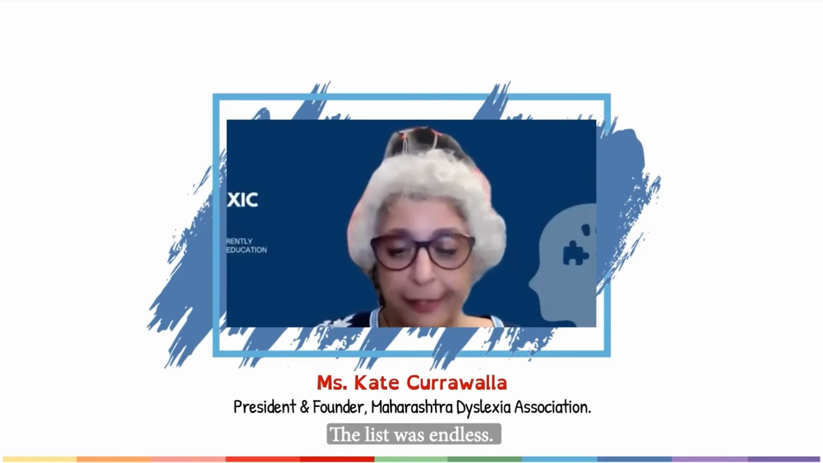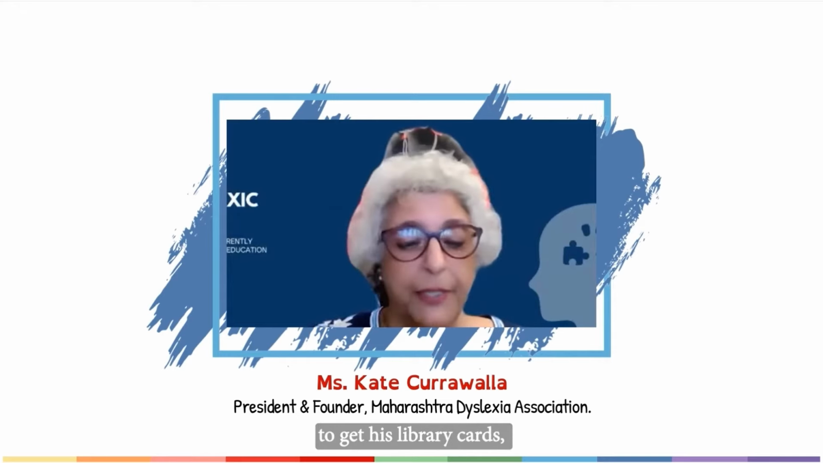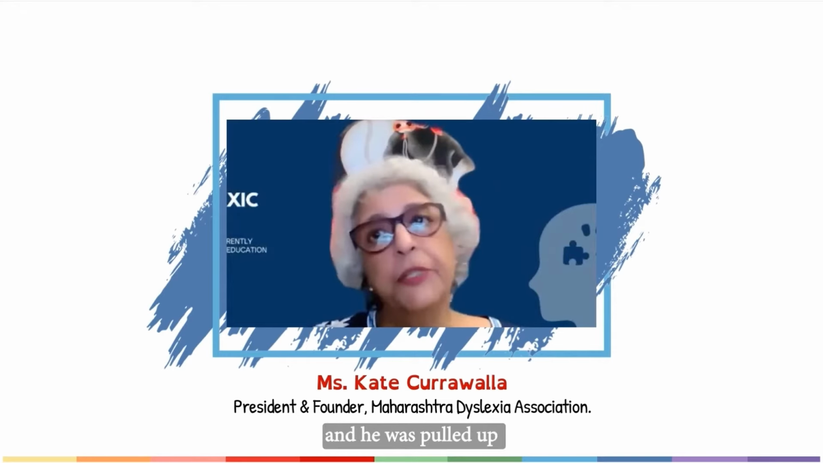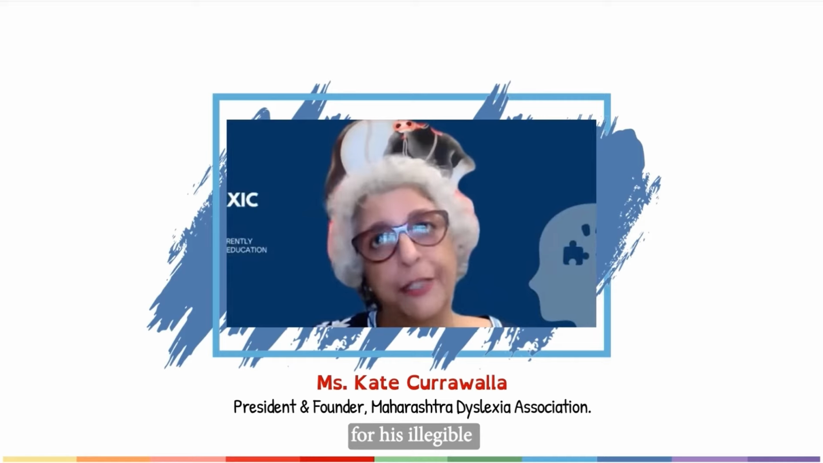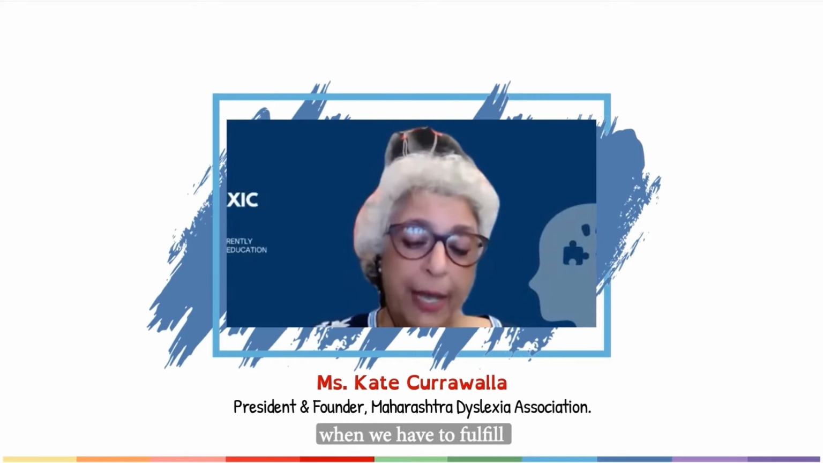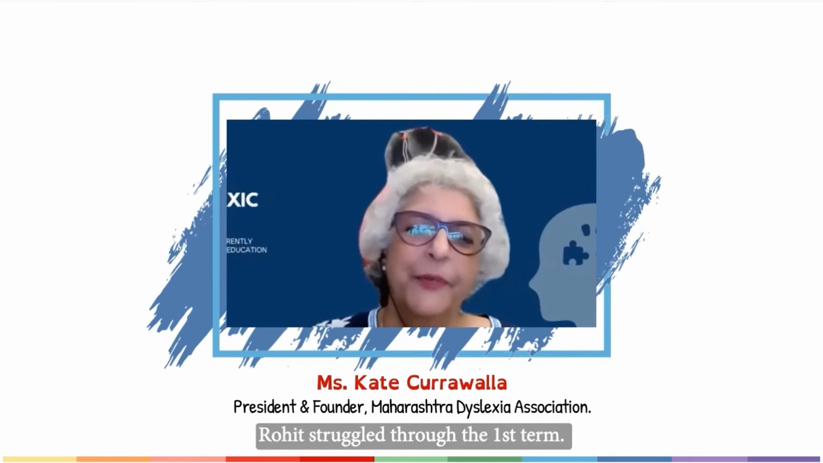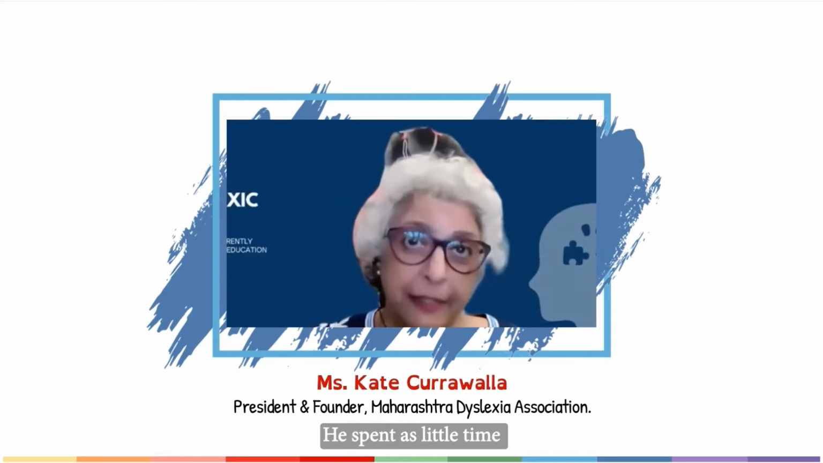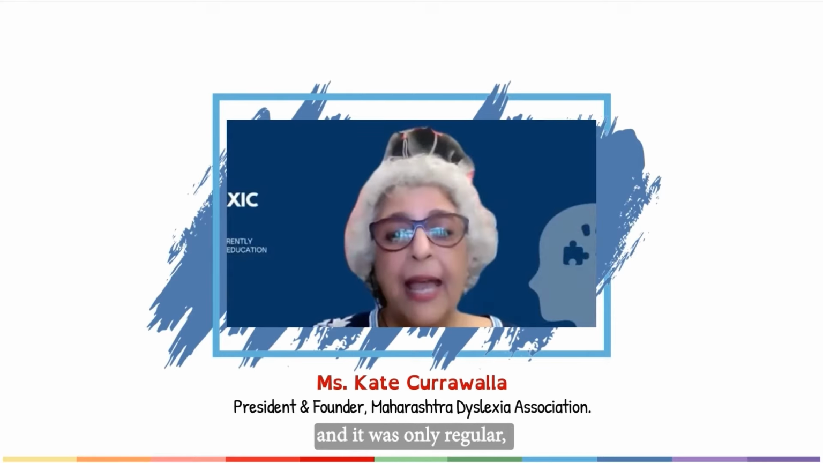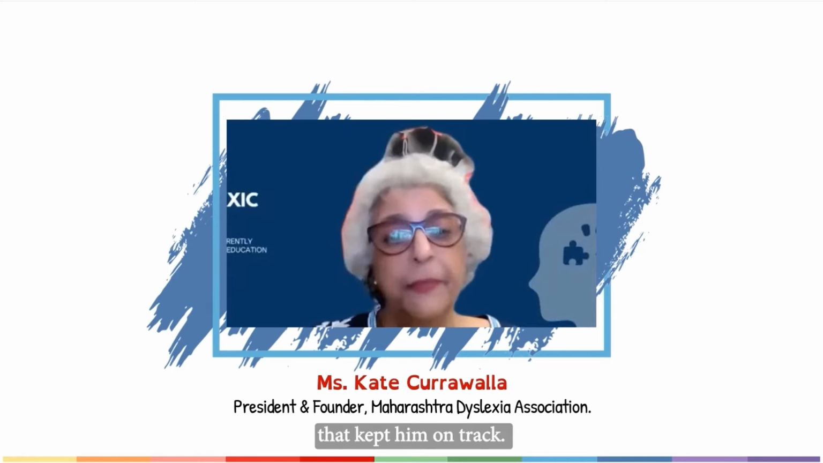The list was endless. The first day he went to college, he went to the library to get his library cards, and he was pulled up for his illegible handwriting with the comment, "This is what happens when we have to fulfill quotas in admission." Not surprisingly, Rohit struggled through the first term. He was quite miserable. He spent as little time as possible at college, and it was only regular, intensive counseling that kept him on track.